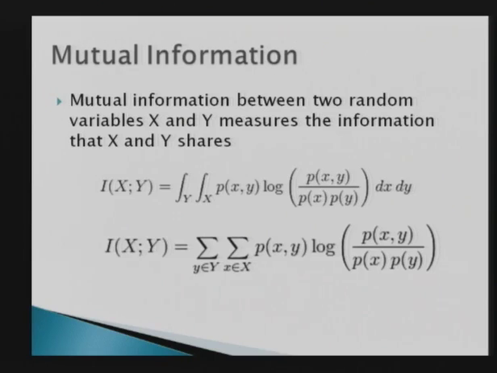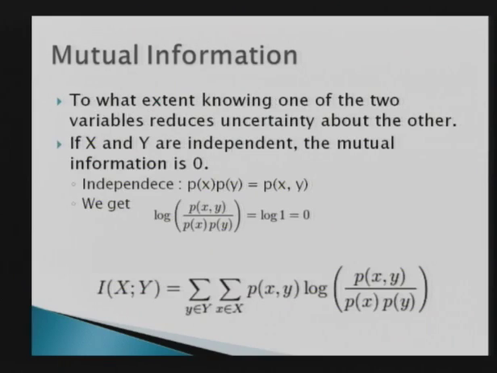Here we use something called mutual information. I won't go into the details of this method. I just put the formula here. So basically what the mutual information measures is to what extent knowing one of the two variables can reduce the uncertainty about the other. So this is what mutual information does.